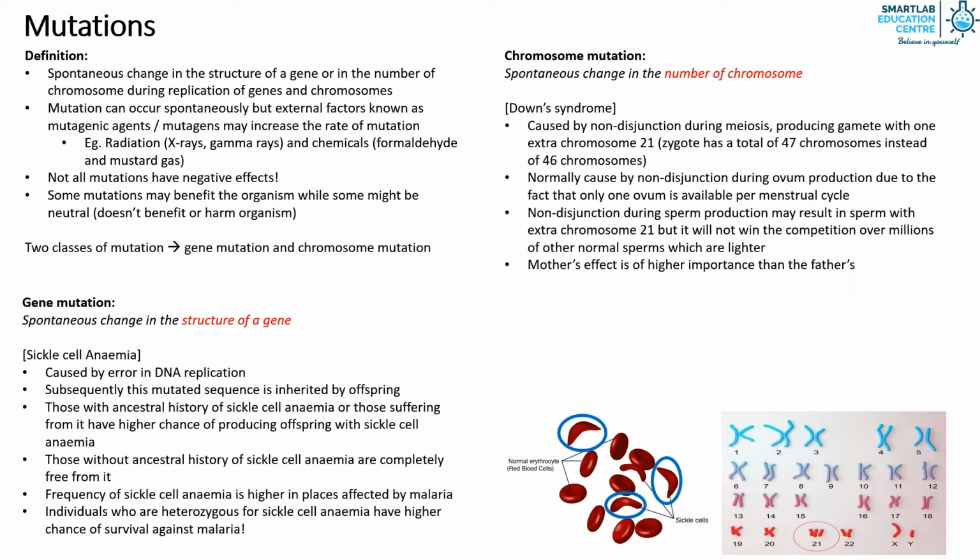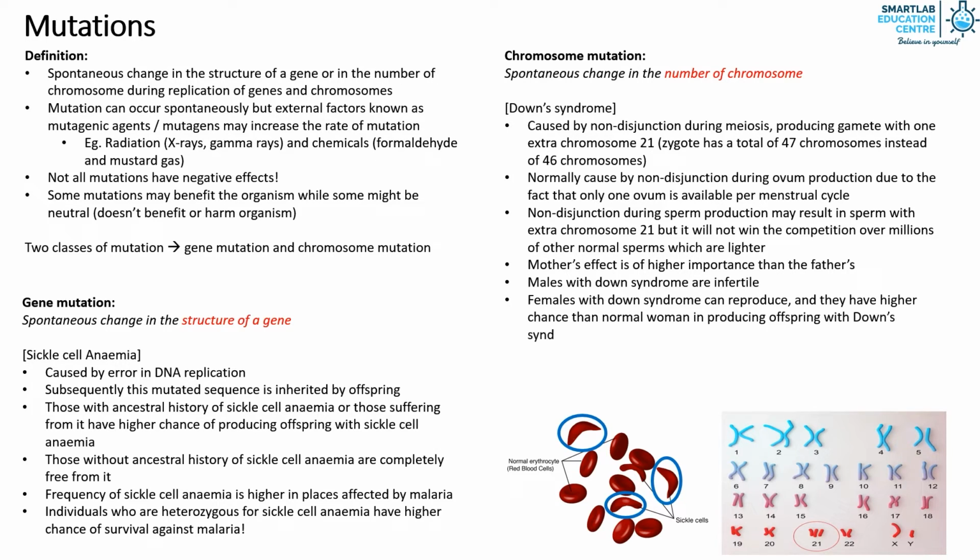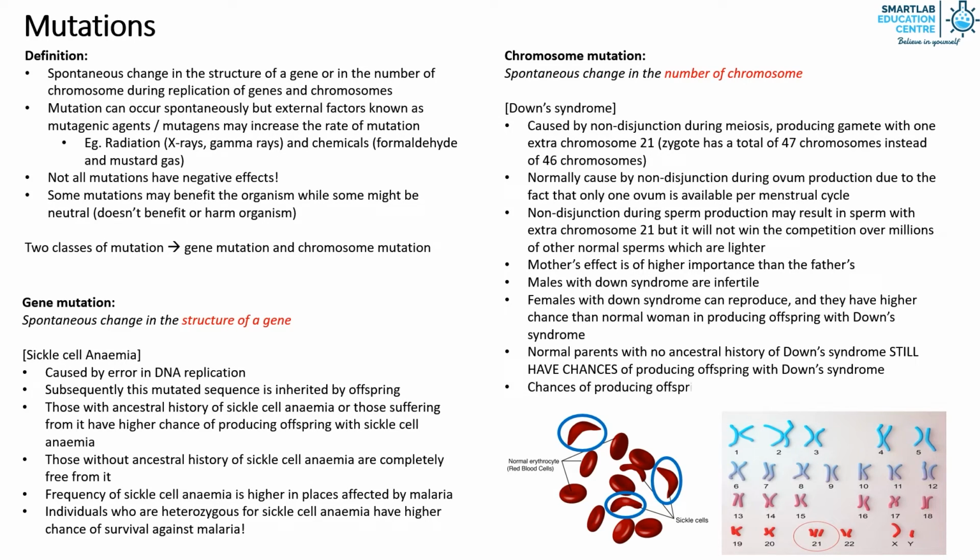Males with Down syndrome are infertile. Females with Down syndrome can reproduce and they have higher chance than normal women in producing offspring with Down syndrome. However, normal parents with no ancestral history of Down syndrome still have chances of producing offspring with Down syndrome. The chances of producing offspring with Down syndrome increases drastically if mother is of age 36 and above.